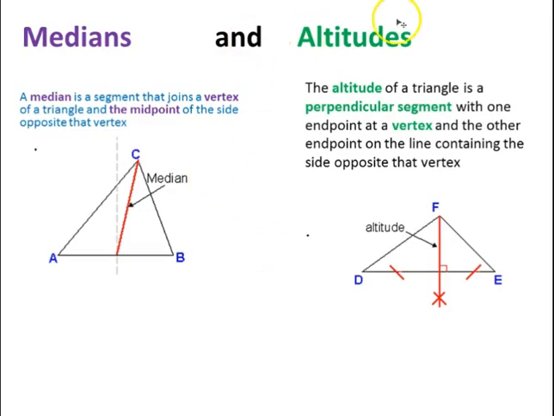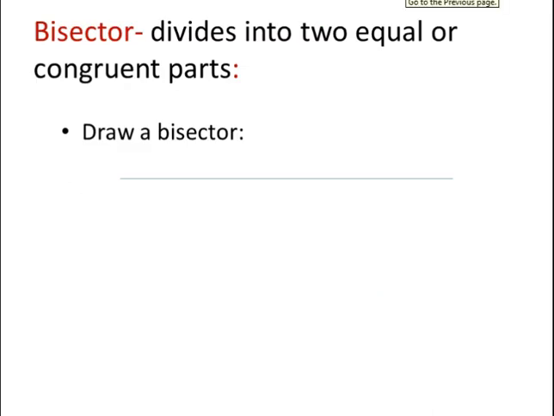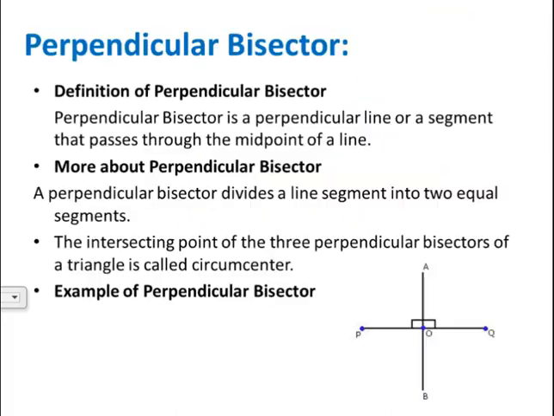All right, so we know a bisector divides something into two equal or congruent parts. We already talked about that. And just a reminder that we use ticks. So if I were to draw in a bisector here, let's say this is my bisector, I can then use those little ticks to let the reader know that these two segments are congruent because of the one tick.